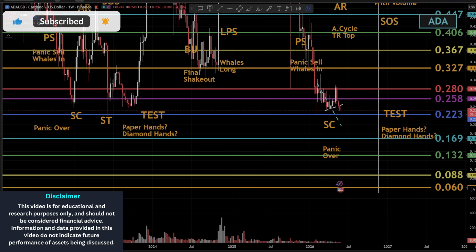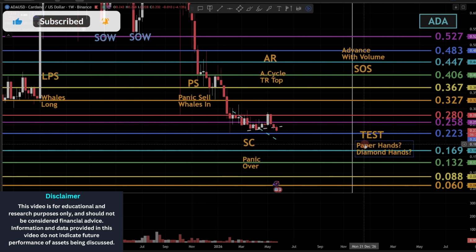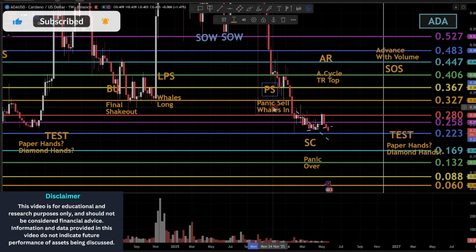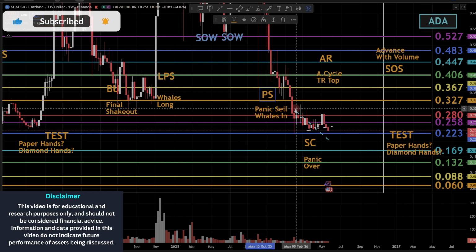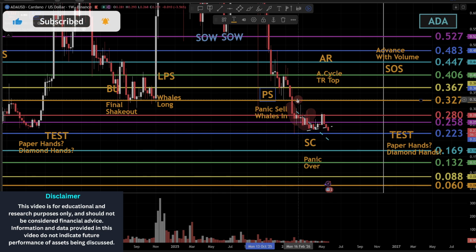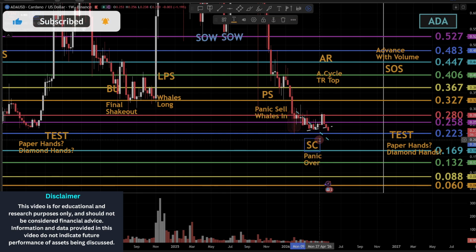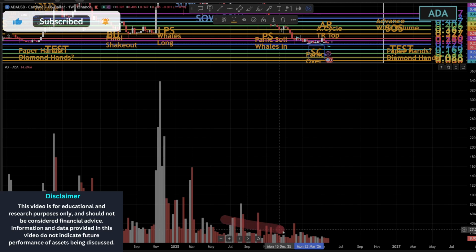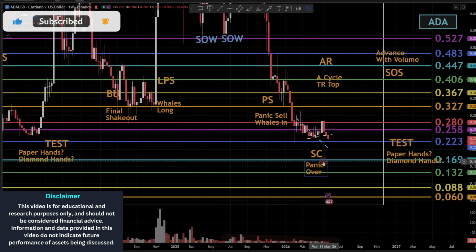In the Wyckoff view, previously when I shared, I said, okay, it is going through the stage where the panic sell continues and the whales get in. So it's like not moving much, but it's only because the whales are buying at those locations. And we may be entering the panic over stage, because if we look at the volume, it has gone to very, very low. Okay, so we are potentially going through that stage.